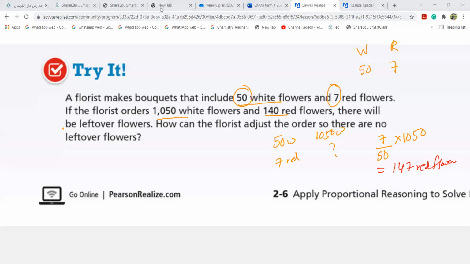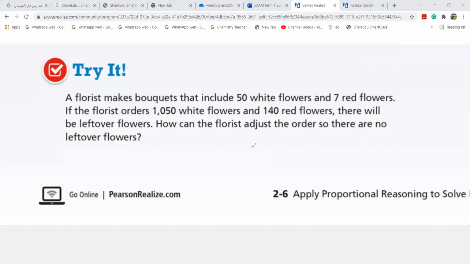But he wants to adjust. How can he adjust? Don't you think he can reduce this? He cannot buy 7 more. So let us check the other way. Don't write, wait a minute. Let us check the other way for 140 red flowers. Maybe you can use 7 flowers and 8. I will use the same thing.